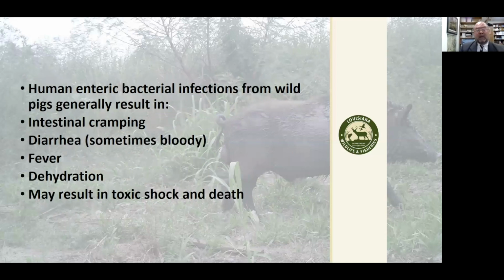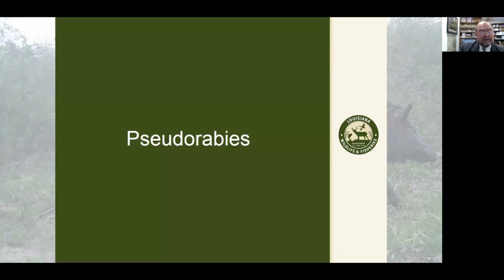So these things cause bad intestinal cramping, diarrhea, sometimes with blood, fever, dehydration, and actually can even cause toxic shock and death. That's particularly true with E. coli, some of the E. coli's.